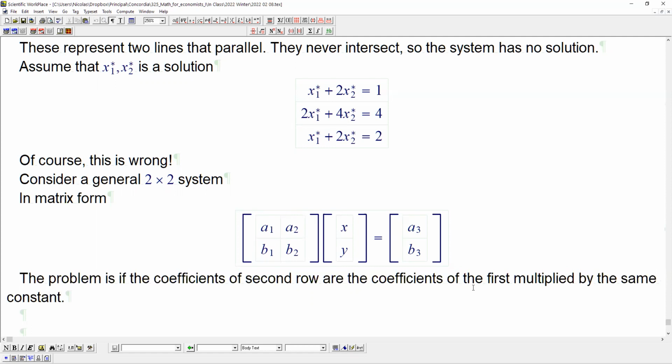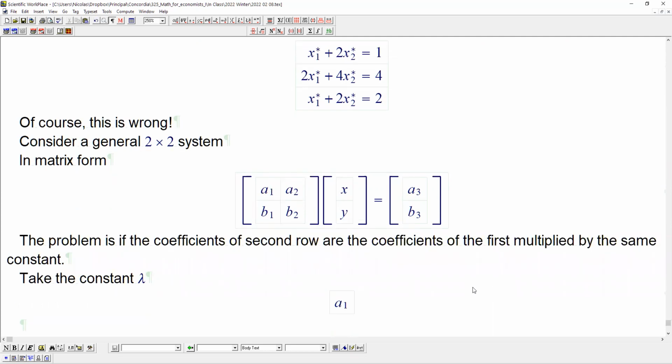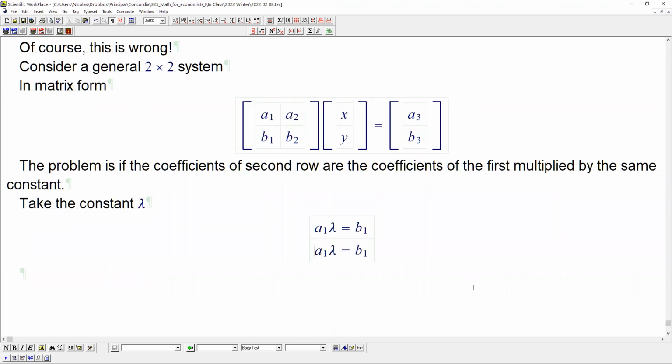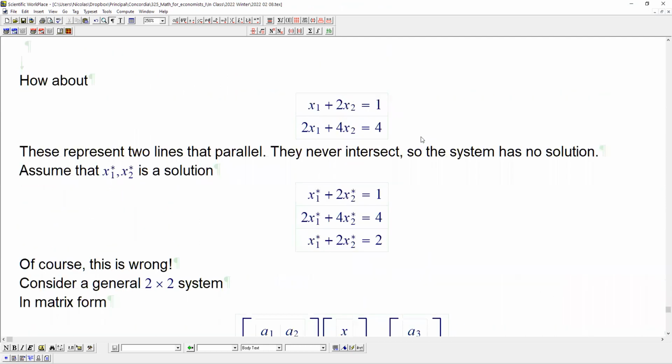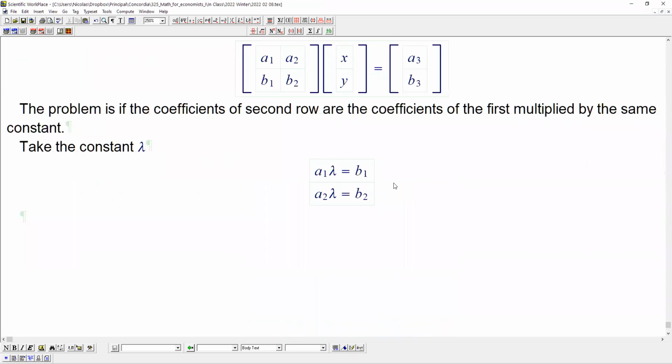So how do you express this? Well, imagine that I take the constant, which can be anything, lambda, for instance. So it's problematic if I have A1 lambda equals B1, and if I have A2 lambda equals B2, right? So this is exactly what we were saying: if I multiply the coefficients by the same number, then this creates a problem.